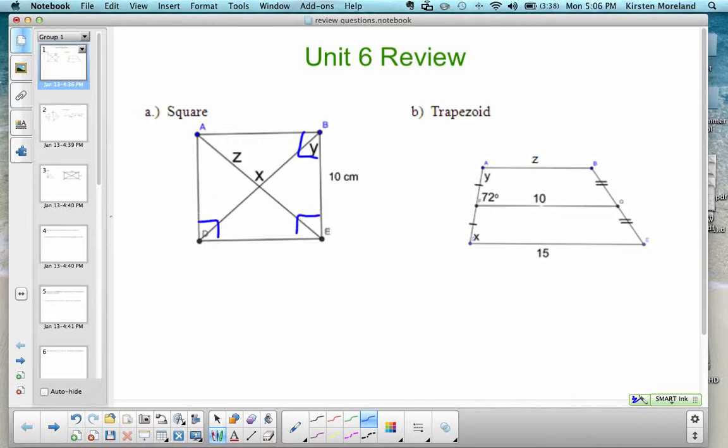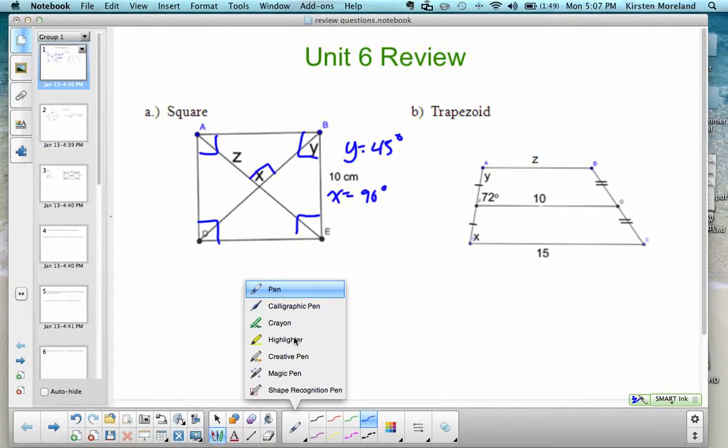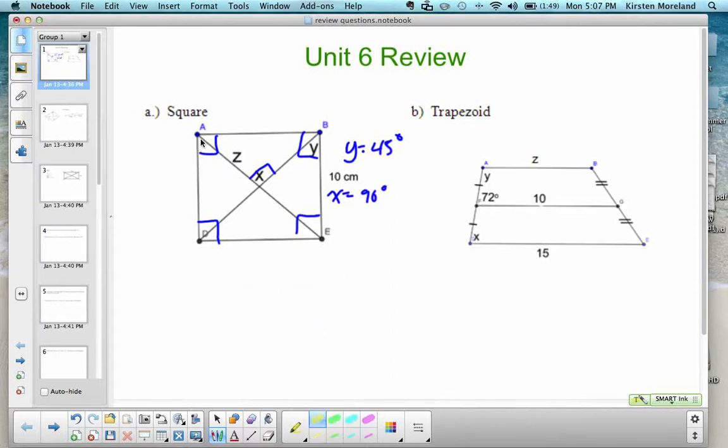which makes y half of 90. So y is 45. X, the diagonals of a square meet at 90 degrees, so x is 90. And z, they're asking for a side, so we're looking at this right here. We're looking at this triangle. Both sides here are 10.